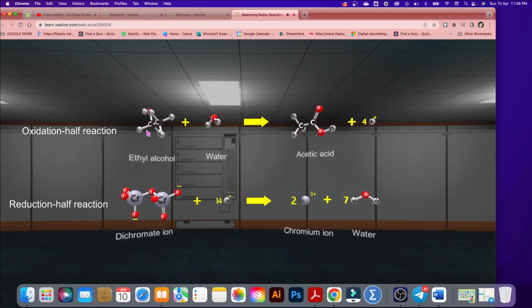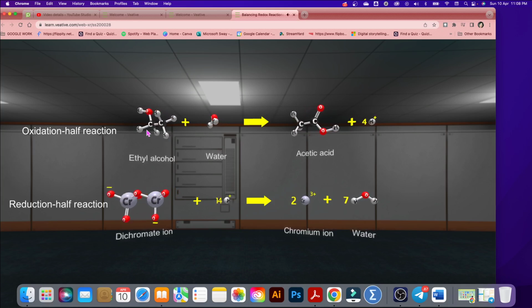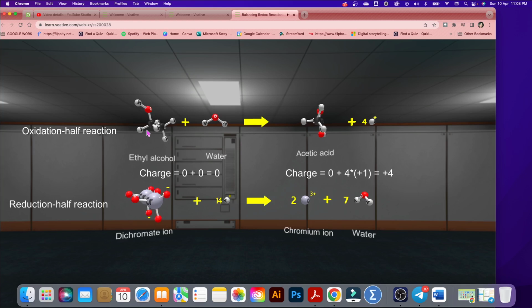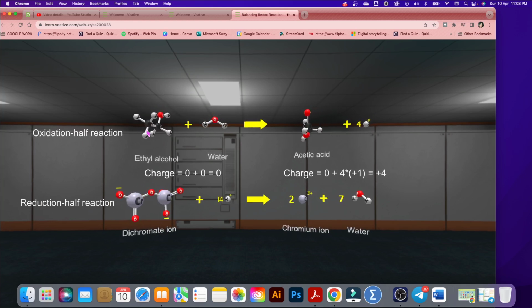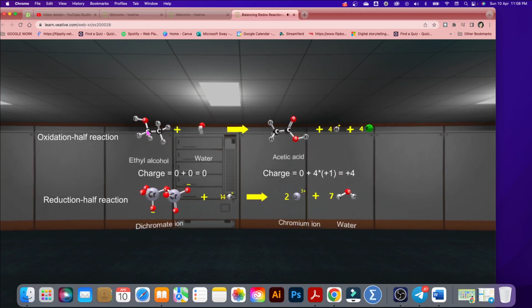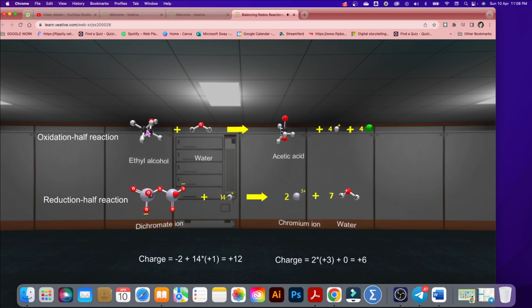In step 5, balance the charge by adding a suitable number of electrons. In the oxidation half reaction, the product side is deficient of 4 electrons. Hence, add 4 electrons on the product side to balance the charge. In the reduction half reaction, the reactant side is deficient of 6 electrons. Hence, add 6 electrons on the reactant side to balance the charge.